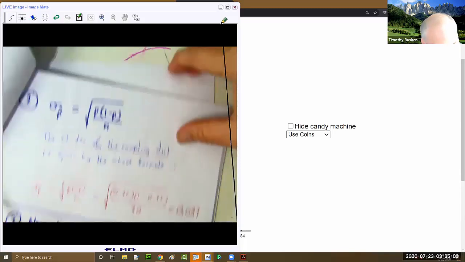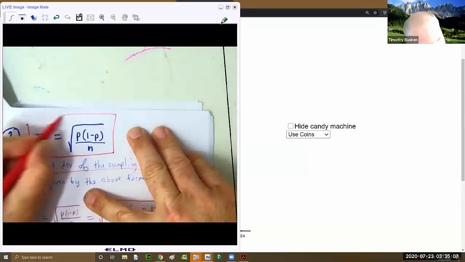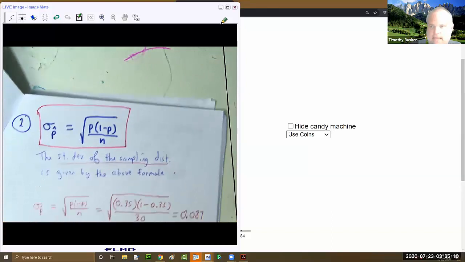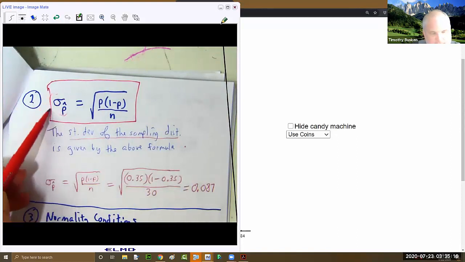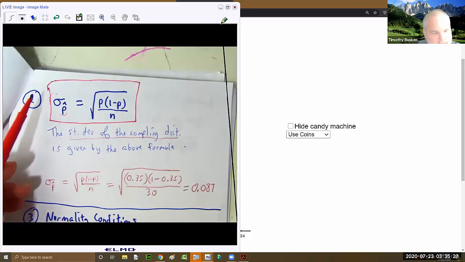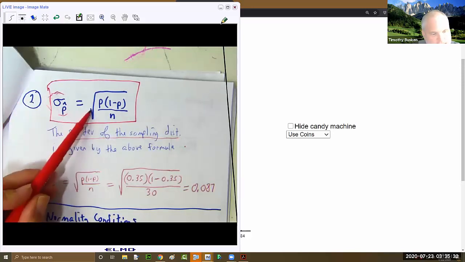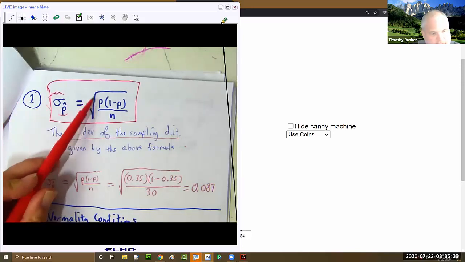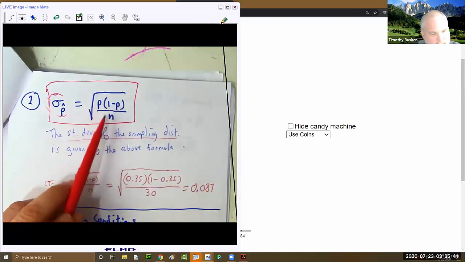Property number two is this formula right here, which is proven in the central limit theorem. That property just says that this number, sigma sub p hat, which is the standard deviation of the entire list of sample percentages that make up the sampling distribution, turns out to be equal to the number that comes out of this formula, the square root of p times 1 minus p over n.